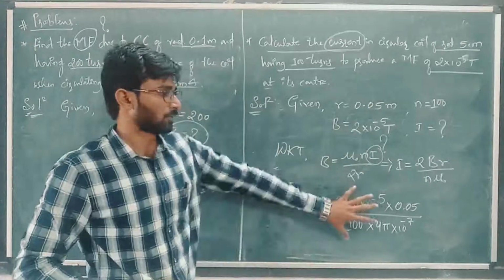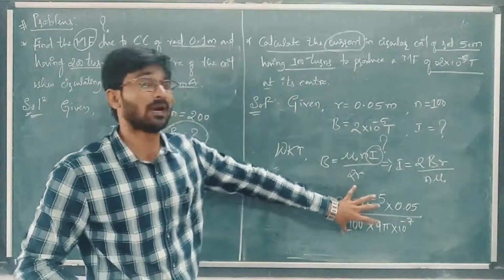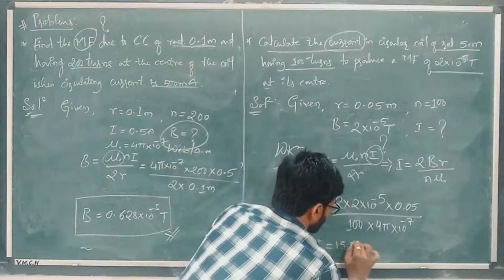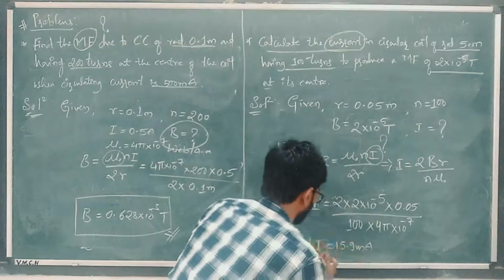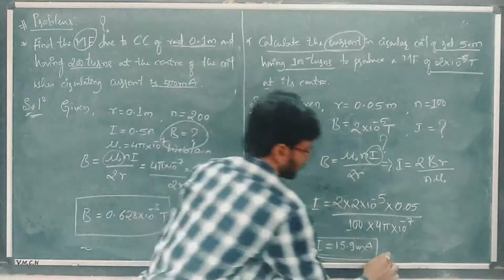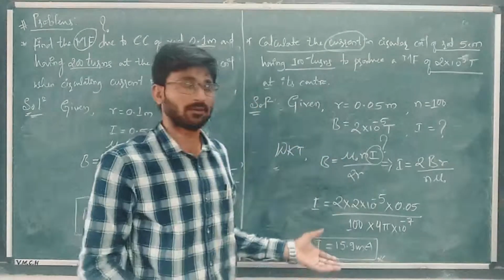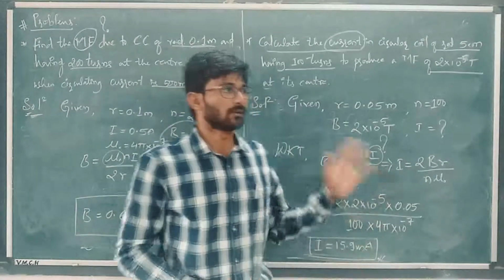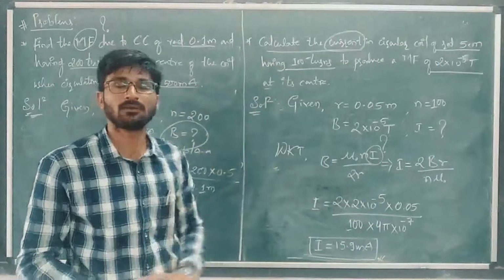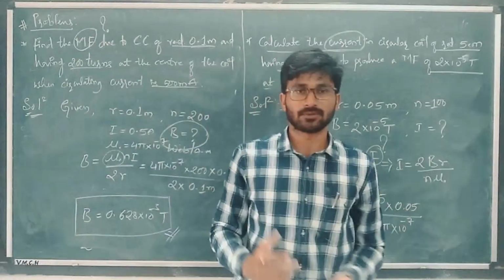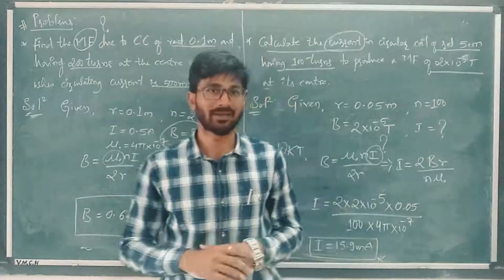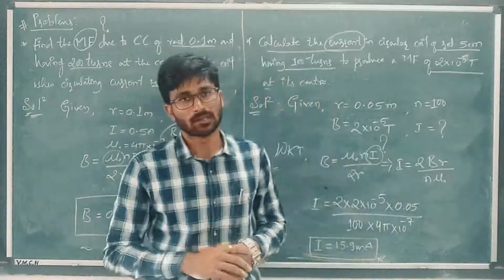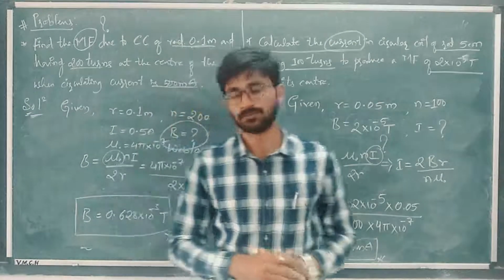If we simplify this numerical part, finally we will get the current, which is 15.9 milliampere. Simplify and verify this and you will get the answer 15.9 milliampere. This is the final answer for this problem. These are the kinds of problems related to the magnetic field due to a current carrying circular coil. Okay, thank you.